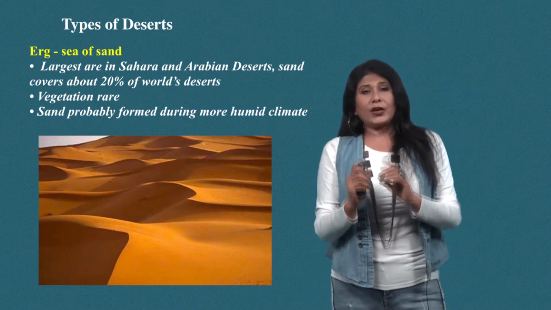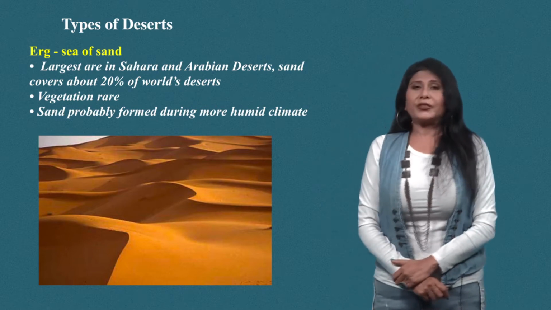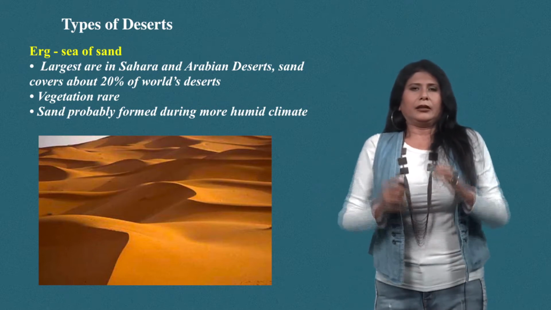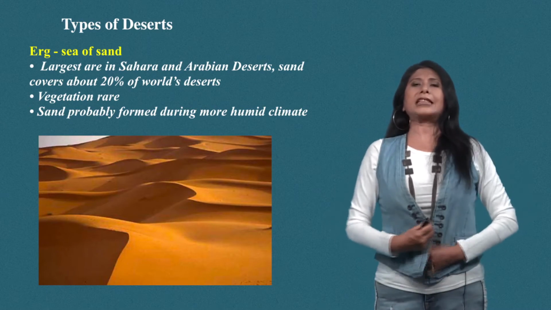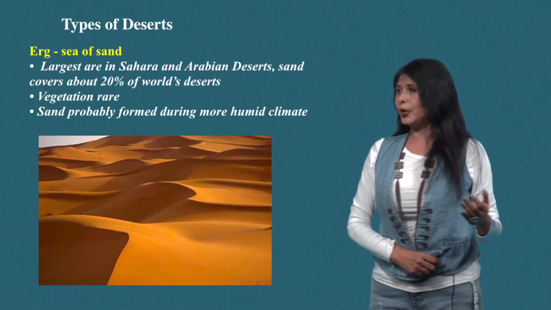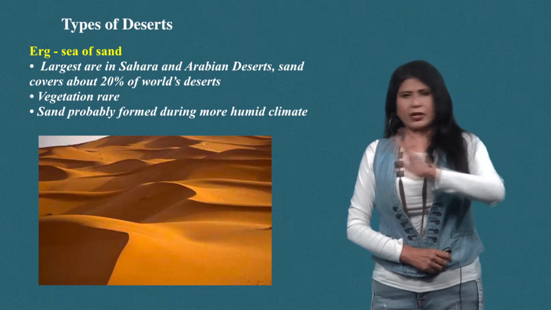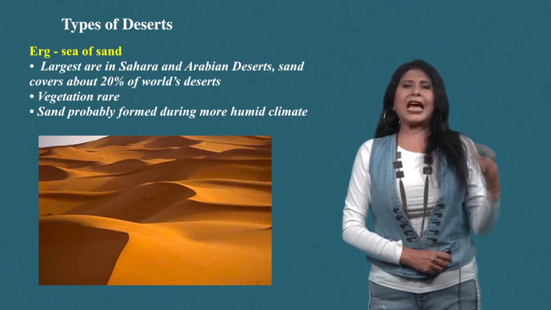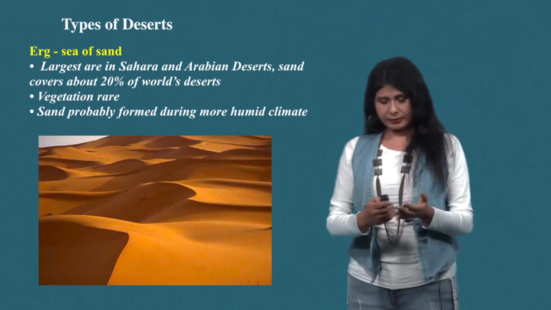Now a very important thing: what are the different types of deserts? The first type is called erg, E-R-G, or the sea of sand. The largest are in the Sahara and Arabian deserts, and sand covers about 20% of the world's deserts. So in short, we can say they are the sandy deserts. Vegetation is very rare. Sand probably formed during a more humid climate.